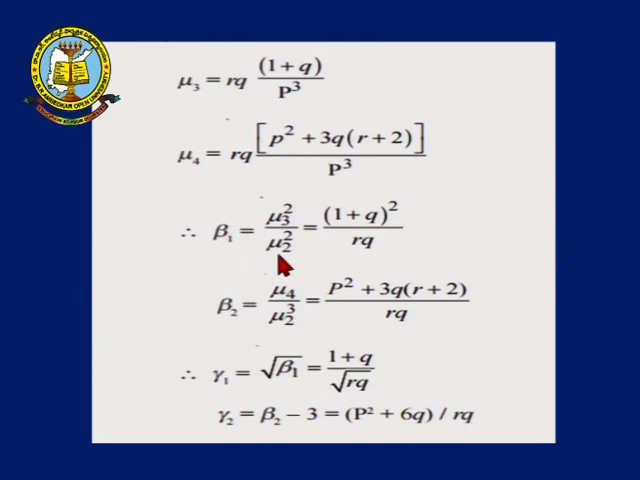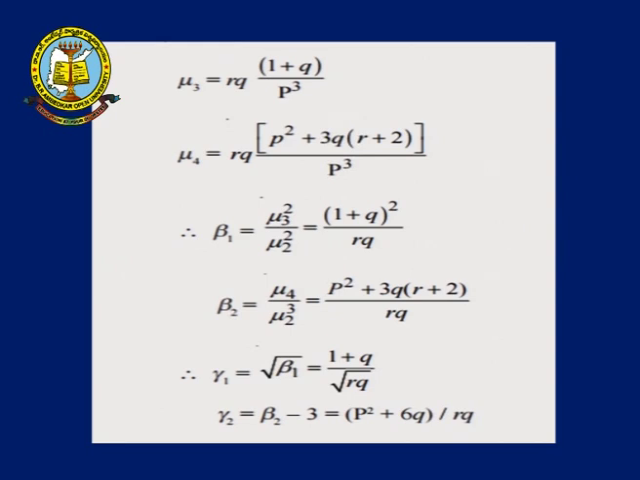Hence, we can find the beta 1. Therefore, beta 1 is equal to what? Mu 3 whole square divided by mu 2 whole to the power of 3. Then we can simplify this and we will get beta 1. Therefore, beta 1 is equal to 1 plus Q whole to the power of 2 divided by RQ. So, what is the beta 1 of negative binomial distribution? The beta 1 of negative binomial distribution is 1 plus Q whole to the power of 2 divided by RQ.